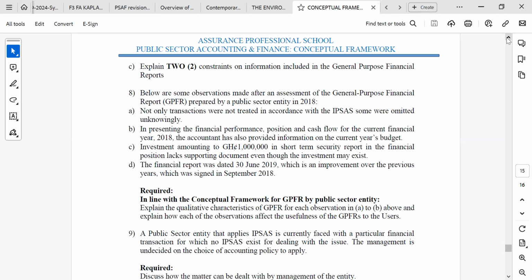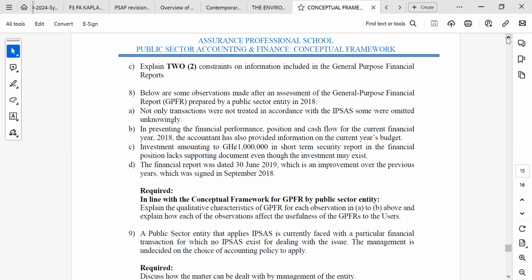Required, in line with the conceptual framework for GPFR by public sector entities, explain the qualitative characteristics of GPFR for each observation in A to D above, and explain how each of the observations affects the usefulness of the GPFRs to the users. Okay, so these are the issues. This is how they normally set the questions on the qualitative characteristics. So let's take them one by one. This will go for 10 marks. Okay, so each of them is 2.5 marks.